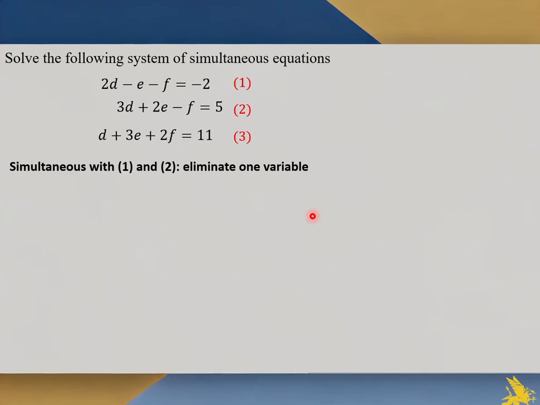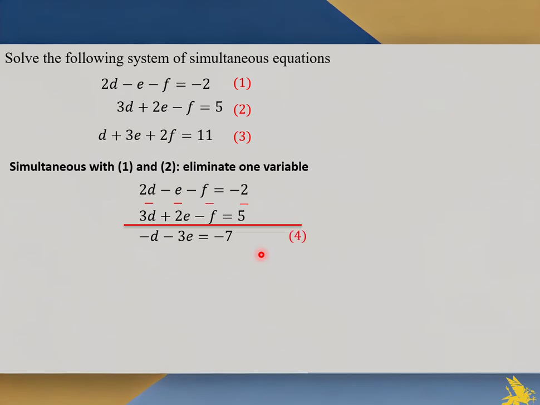So straight away, if I write 1 and 2, they've got f that is by itself. So how do I get rid of negative f? Well, I'm going to need to take it away. So negative f, take away negative f, cancels f out. So now we've only got d and e. I can then go 2d, take away 3d is negative d, and e, take away 2e. Sorry, negative e, take away 2e is negative 3e, and negative 2, take away 5 is negative 7.